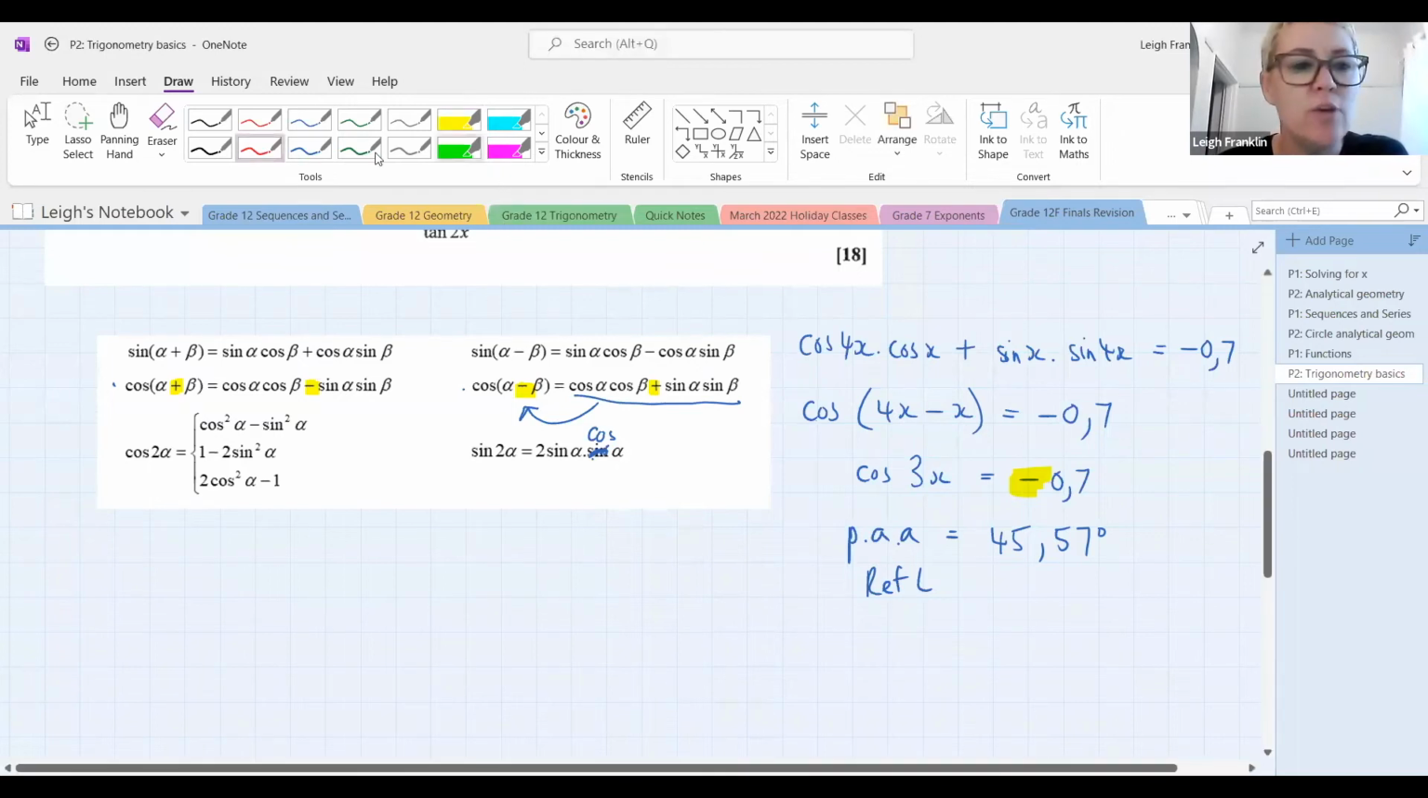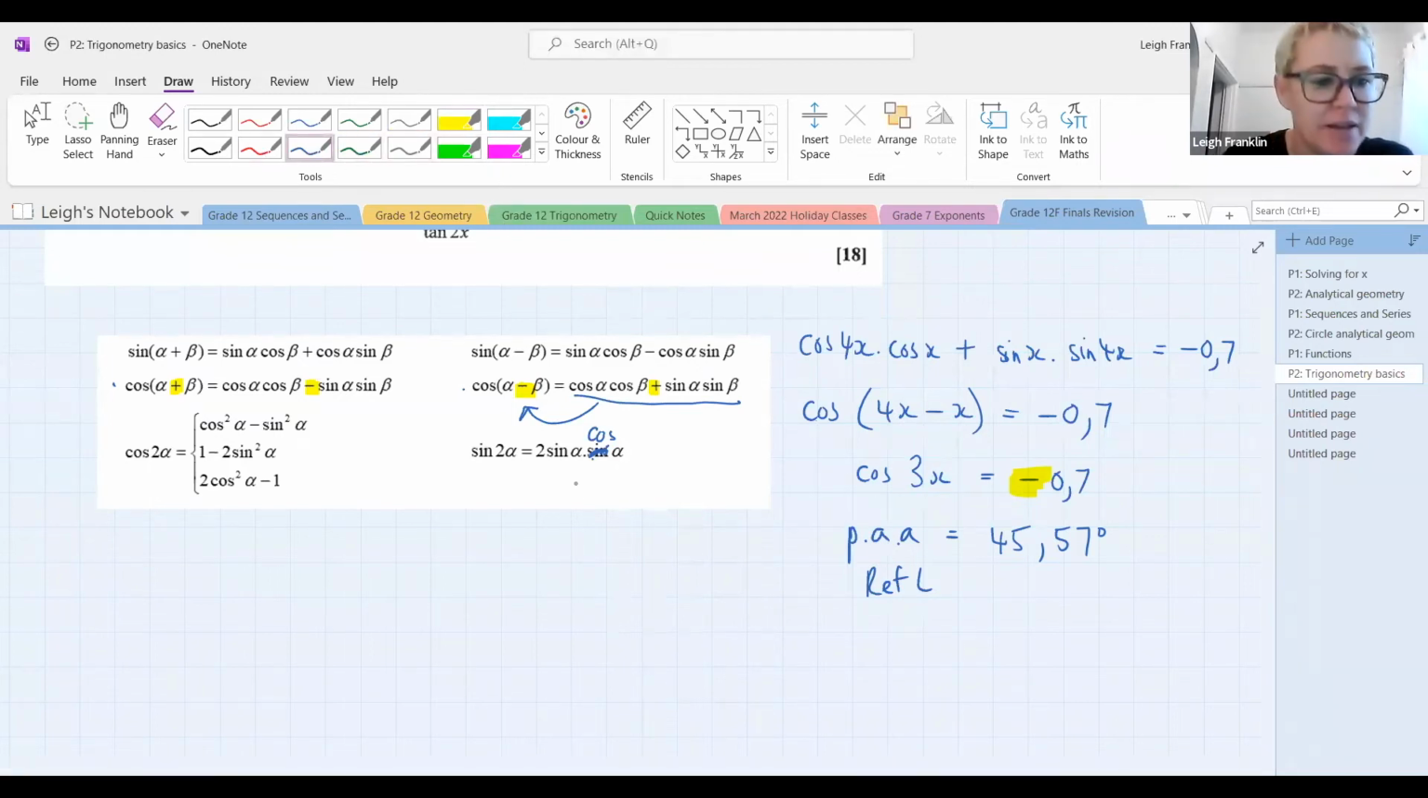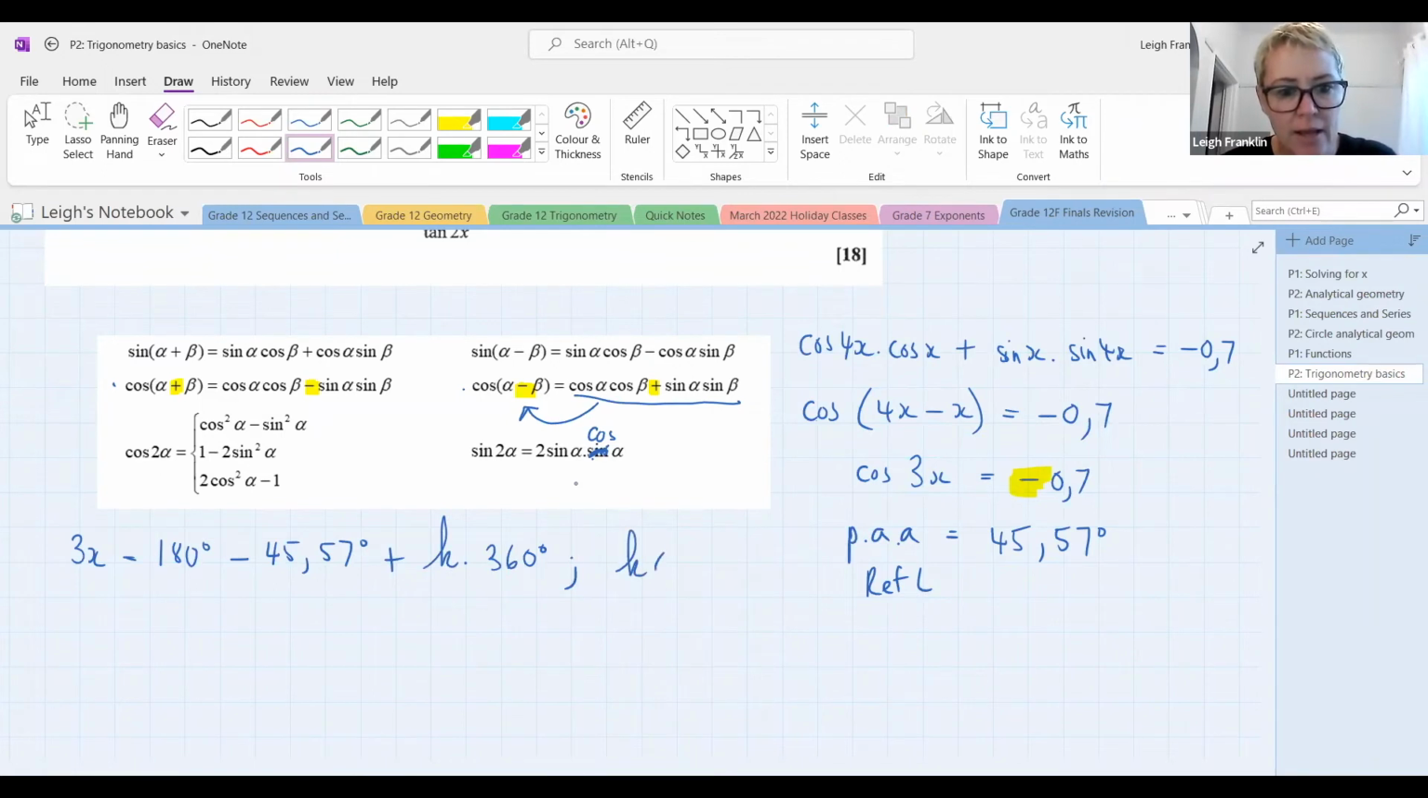Now, this is where you end up using the 3x, Fahim, because your angle is 3x. So here we're going to write our angle, which is 3x, is equal to quadrant number 2. We're going to do 180 minus our reference angle. And because we're talking about the cosine function, it's going to be plus multiples, that's a k, times 360. Okay, and then remember, k is always an element of the integers.